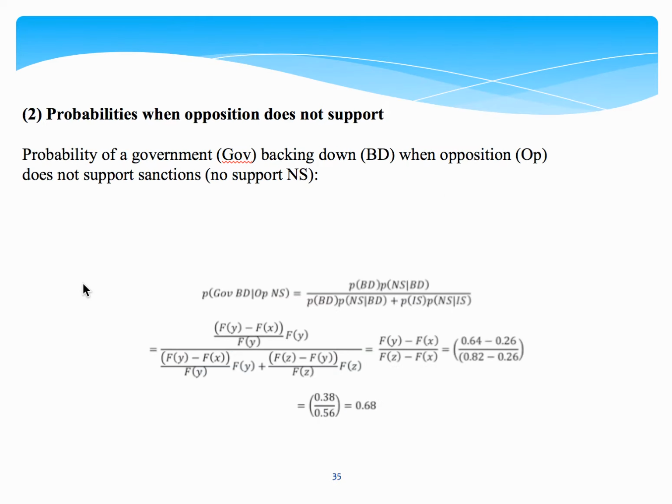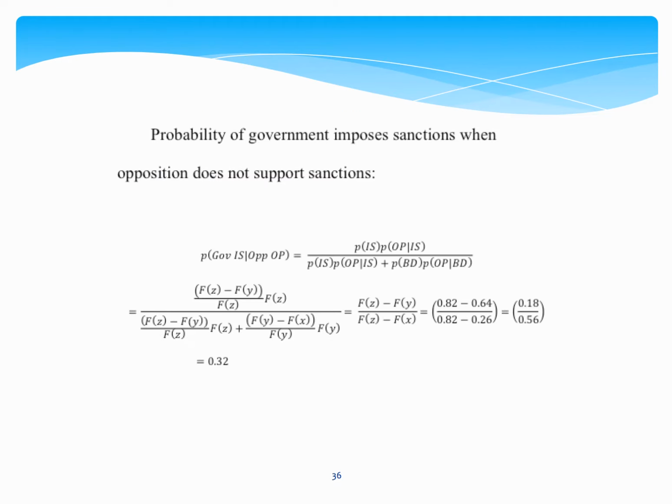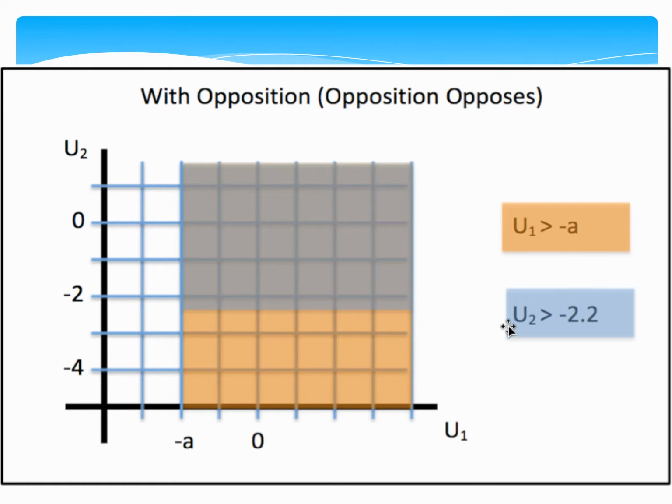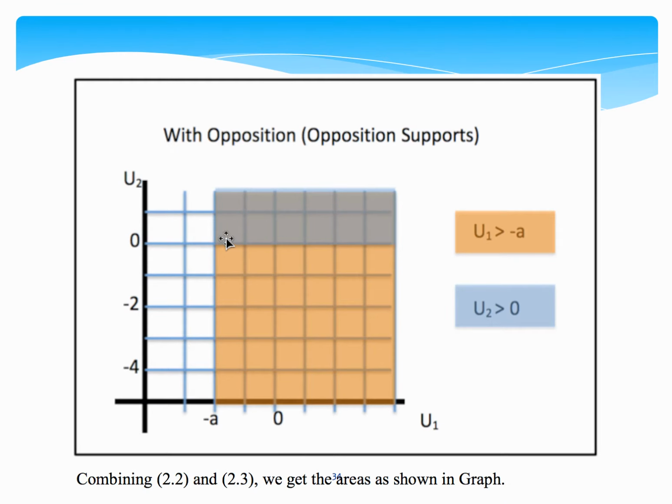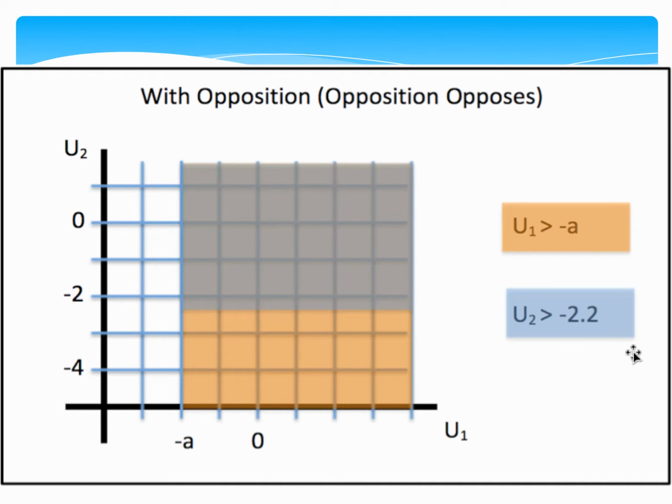And what if the opposition does not support? Again, the same steps: Bayesian probabilities, then using the CDF table, and then plugging those values, and we get this graph. And here U2 is bigger than here. So if the opposition supports, U2 is smaller. U2 is the payoff obtained by the target state. If the opposition opposes, then U2 gets bigger. The target state gets more payoffs.